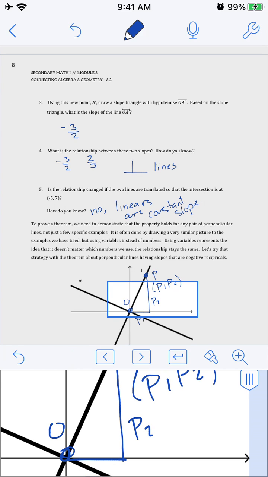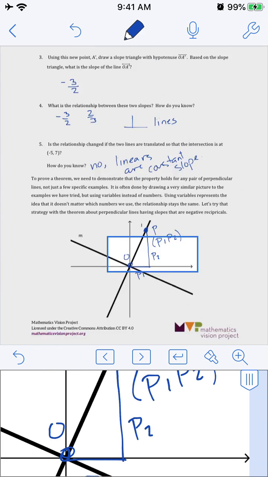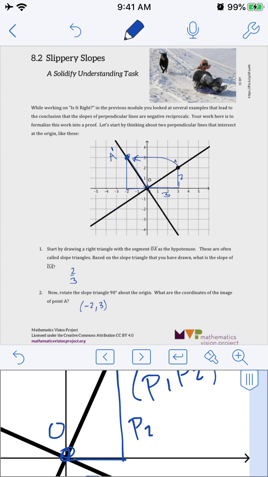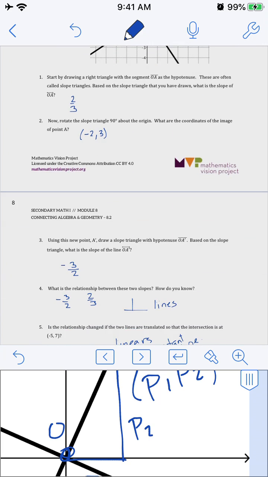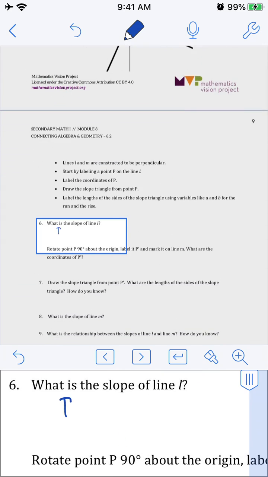Number 6. What is the slope of line L? Now that we've done this picture in variable form, it's the same picture as before, right? It's the same exact picture. A little less lopsided, kind of more of a higher rise. But we can do the same thing. The slope now would be rise over run. Do I know P2? Do I know P1? No. Doesn't mean I can't plug them in. It's basically the slope formula.